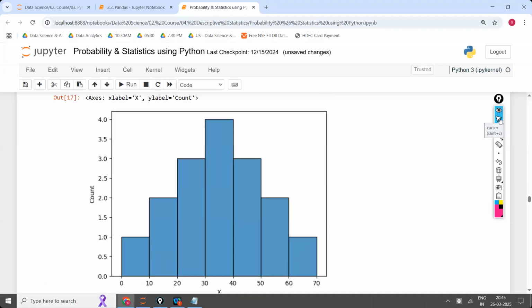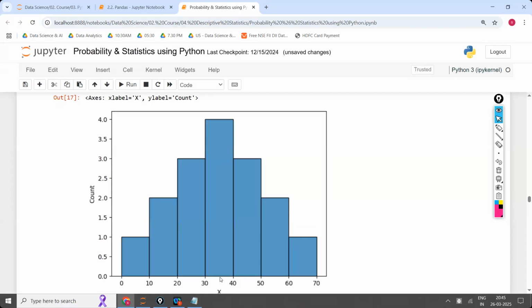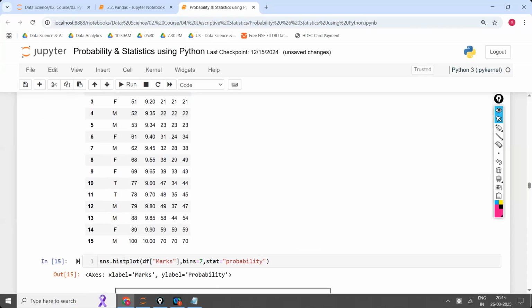No. All the bins are not at the same height. It comes under non-uniform. Now, within the non-uniform, what do we have? Symmetrical and unsymmetrical. So, is it symmetrical or unsymmetrical? Symmetrical. So the example for symmetrical is completed.